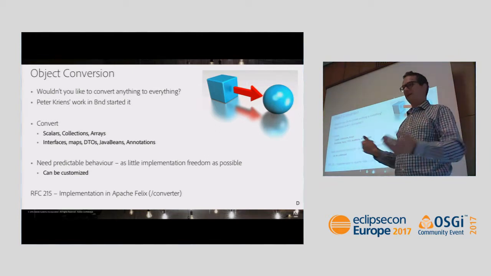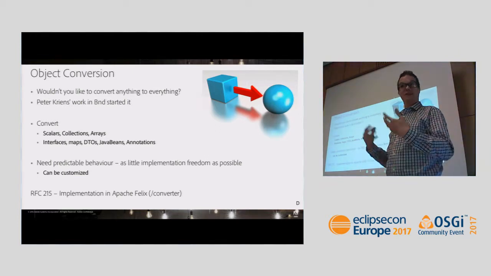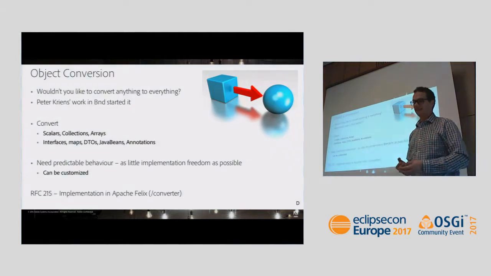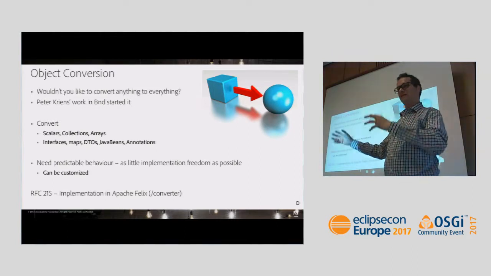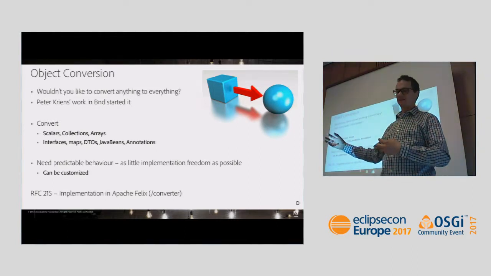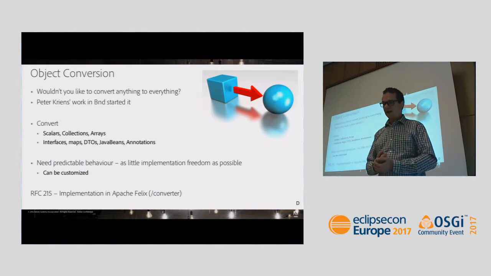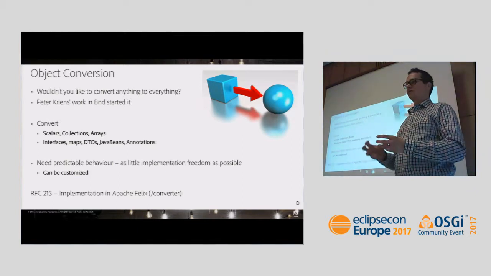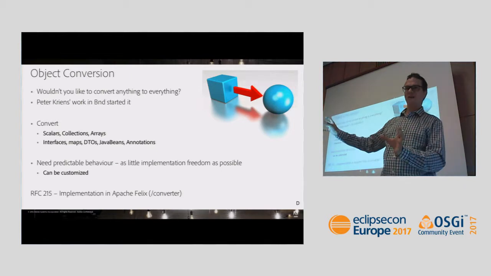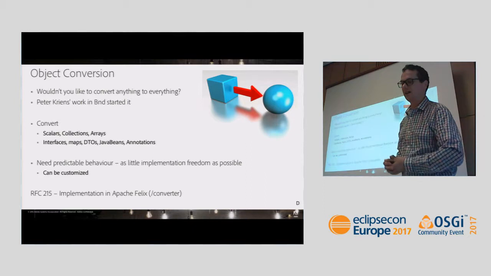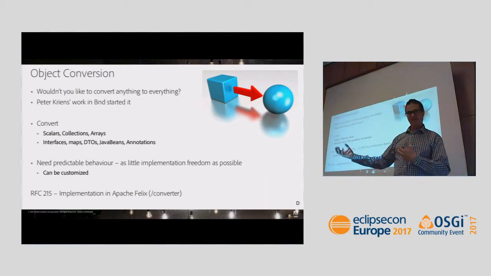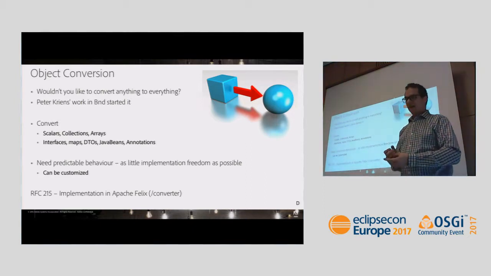He wrote that as an implementation, and we kind of picked it up in the Alliance as a new specification, and it's basically ready now and available also in the Apache Felix project. So what it allows you to do is simple conversions, like for example between collections and arrays, or between scalars and collections, but it also allows you to do some more interesting conversions between, for example, interfaces and DTOs. If you have a DTO, you want to convert to an interface because they kind of look the same, you want to convert to each other, or between maps and annotations or something like that.